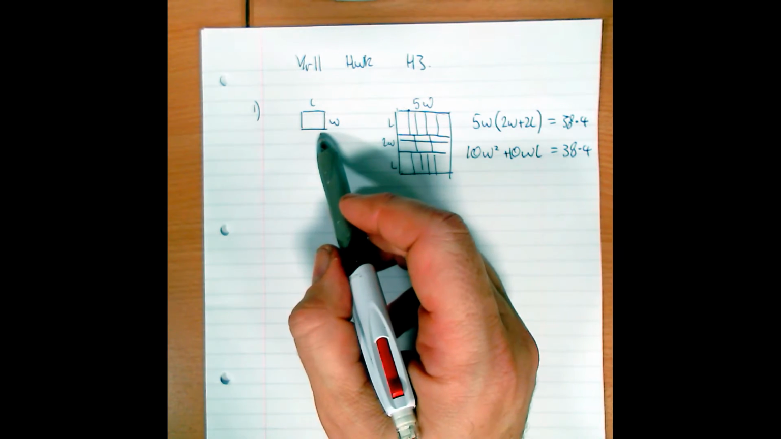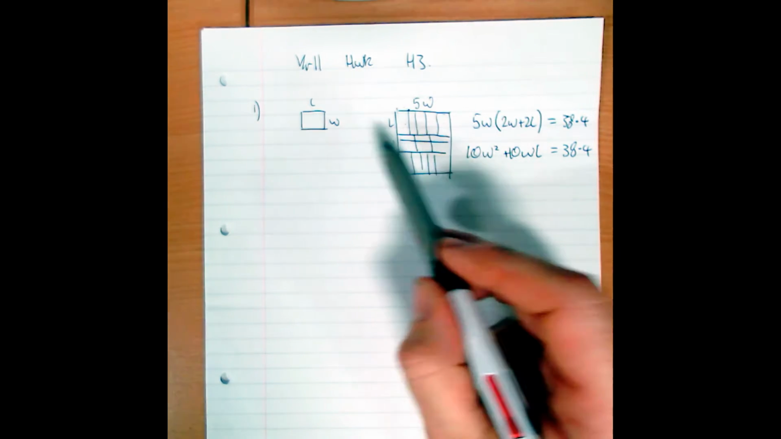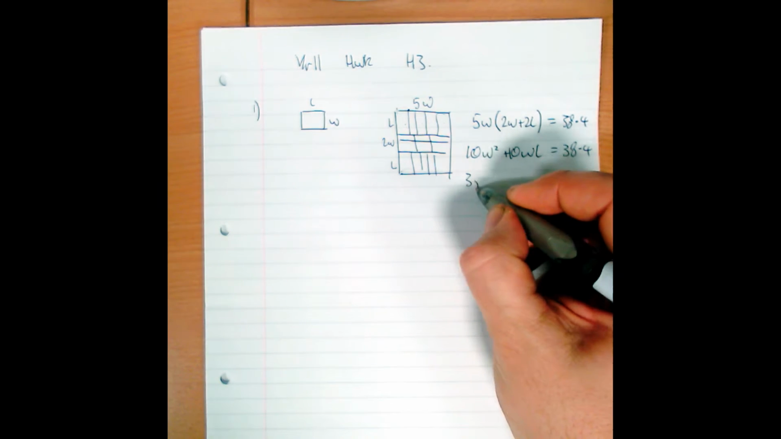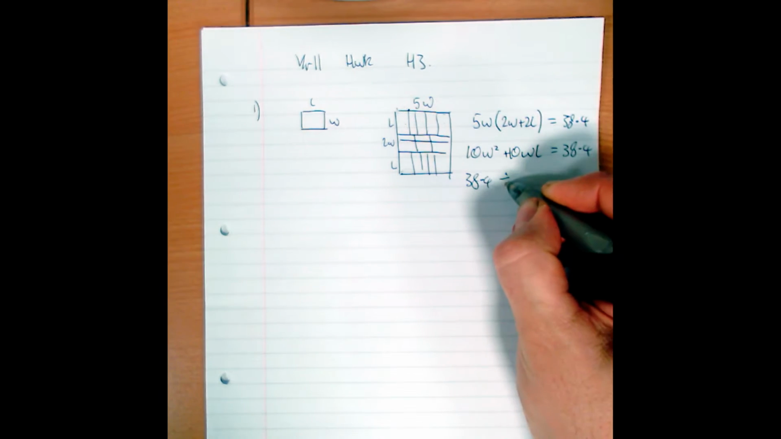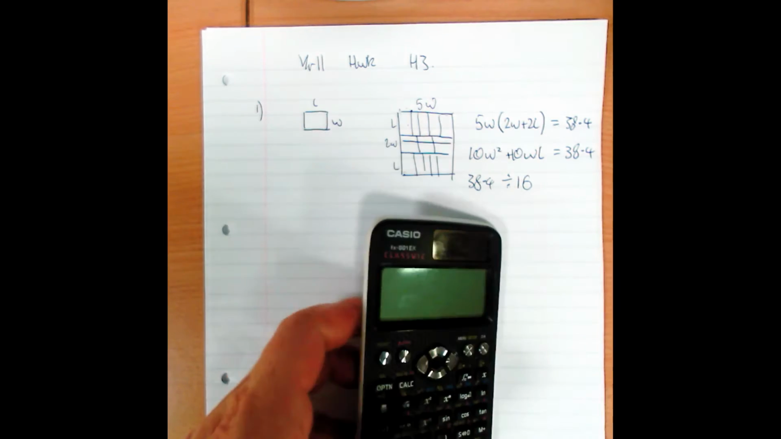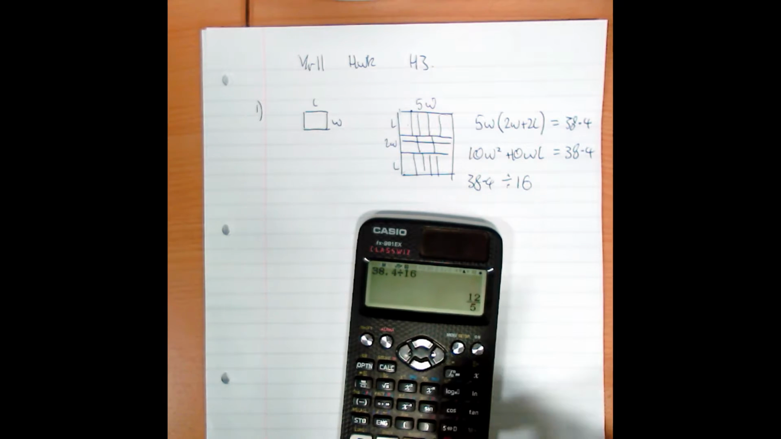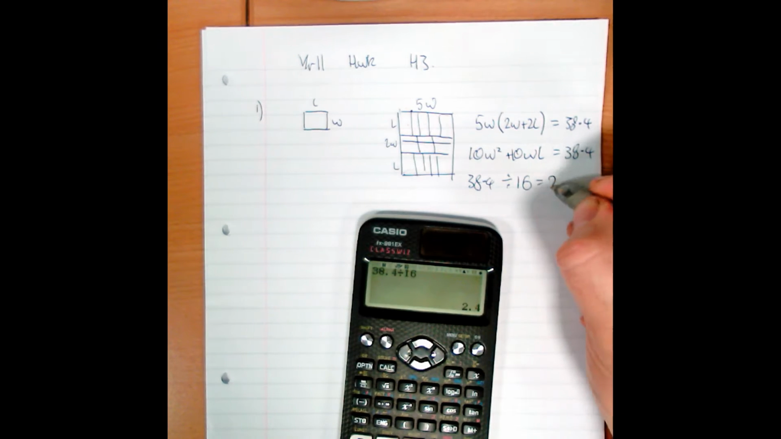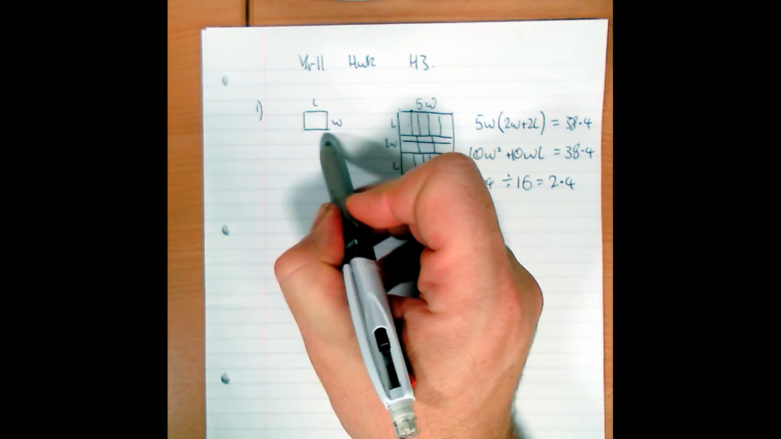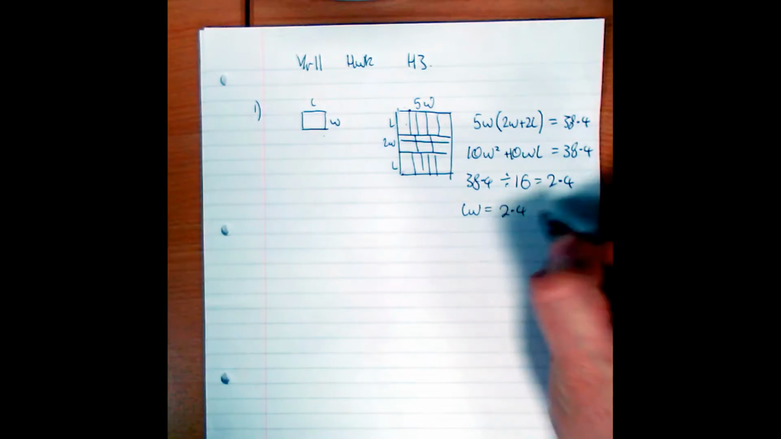My little rectangle, well, I know that there's 1, 2, 3, 4, 5, 10, 16 little rectangles in the big one. So 38.4 divided by 16, I've got a calculator somewhere, here it is. 38.4 divided by 16 is 2.4. So each little rectangle is 2.4. So I can say L times W, LW, is 2.4.